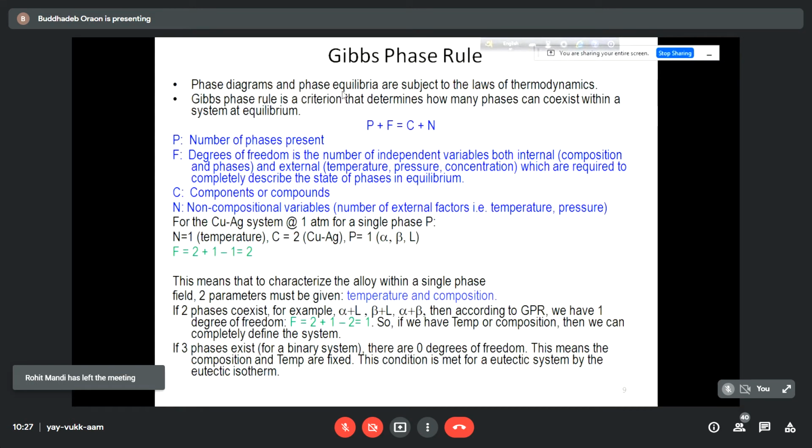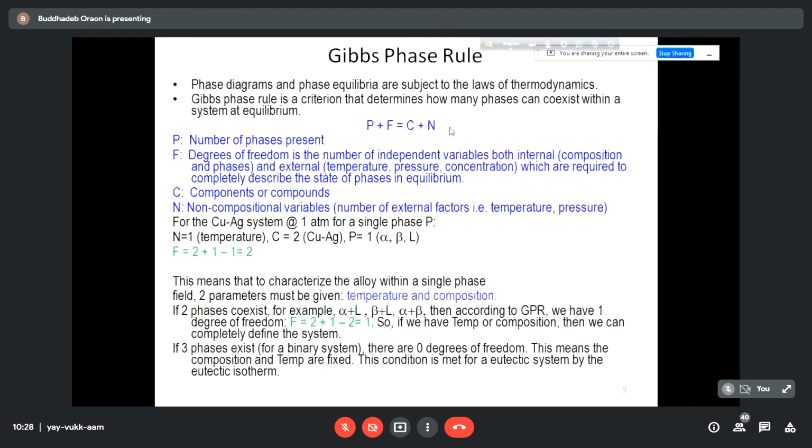So phase diagrams and phase equilibrium are subject to laws of thermodynamics. Gibbs phase rule is a criteria that determines how many phases can coexist within a given system at equilibrium. So here a small equation has been written: P plus F equal to C plus N. P indicates the number of phases present, F indicates the degrees of freedom, and C indicates the number of components, and N indicates the non-compositional variables, number of external factors like temperature, pressure.